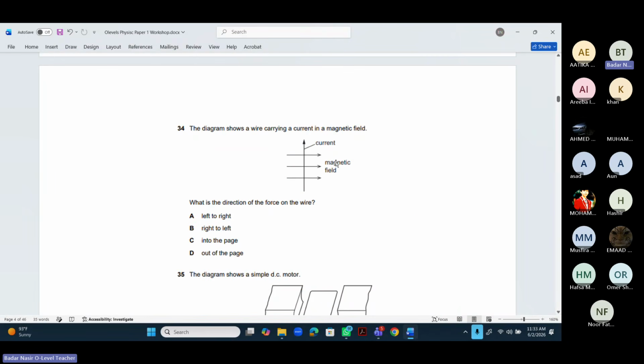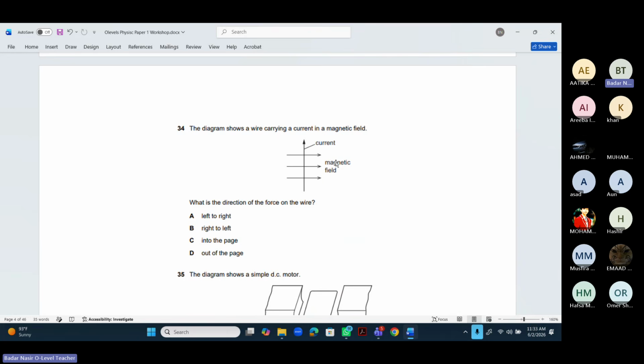Okay, now next up we have the diagram shows a wire carrying current in a magnetic field. What is the direction of the force on the wire? So we have a wire carrying a current in the magnetic field. So एक current carrying wire को आपने magnetic field में रखा है तो automatically force produce होगी. यहाँ पे हम क्या यूज करेंगे Fleming's left hand rule.